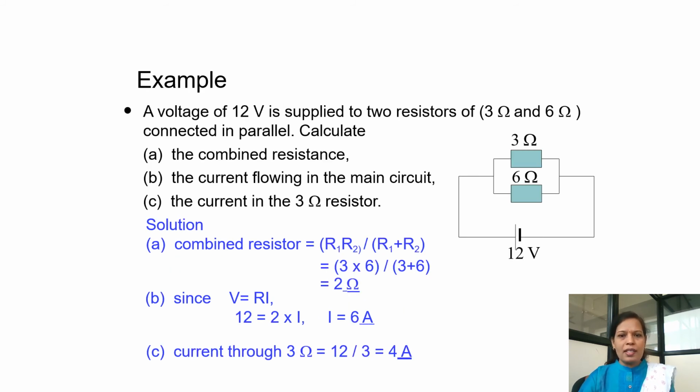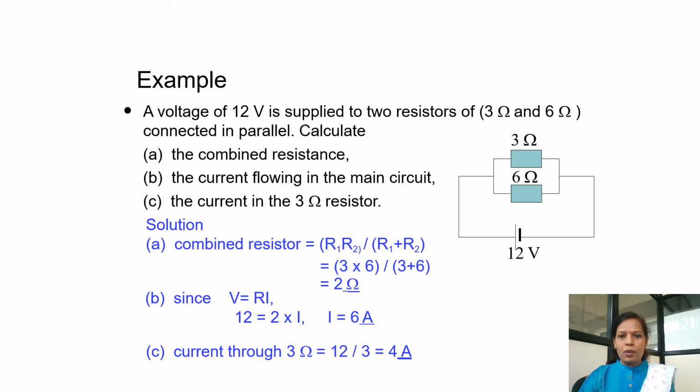Here in one more example, a voltage of 12 volt is supplied to two resistors of 3 ohm and 6 ohm connected in parallel. Then they have told us to calculate the combined resistance, the current flowing in the main circuit and the current in the 3 ohm resistance. If you see the circuit diagram, a 12 volt battery is connected in parallel with 6 ohm and 3 ohm resistances, means the circuit is in parallel position.